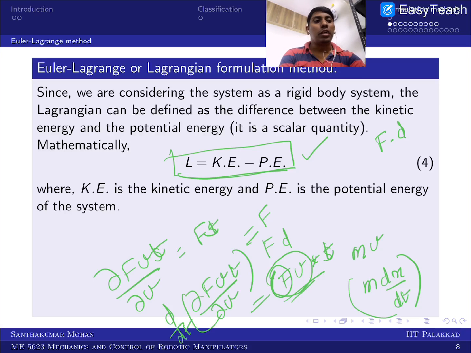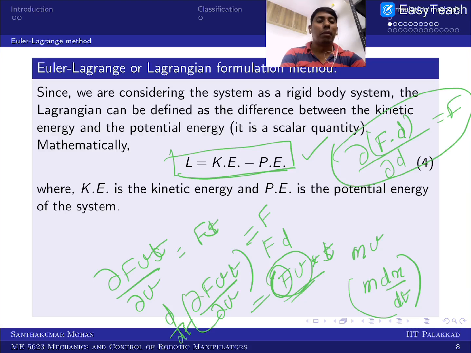So this is what your energy equation. Now if I take the partial derivative of this with respect to d, what will I get? F, right? So this is very basic. Okay, now I can see that this is the energy component and this is the power component. I see the difference, and that difference is supposed to be equal to the input force. This is the kind of realization.